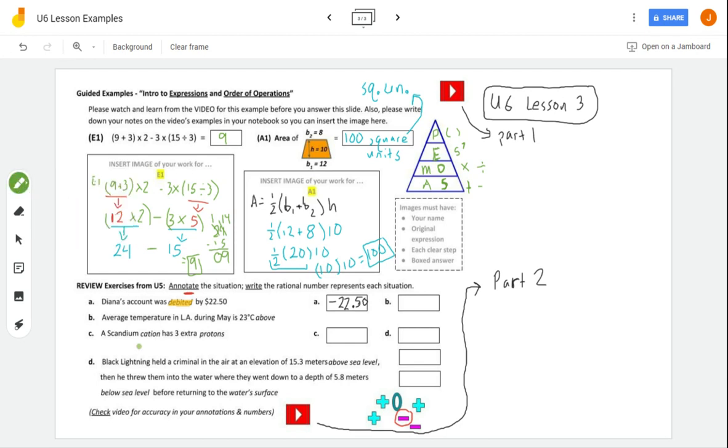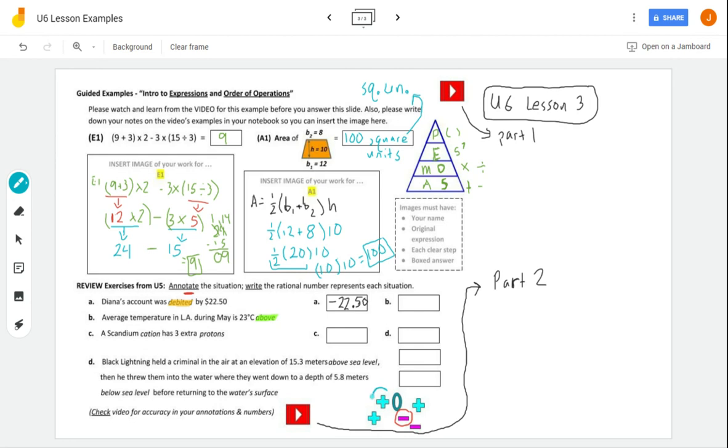All right, on to part B. Annotating by highlighting the key phrase. Average temperature. Okay, temperature could be important, but there's lots of different types of temperatures. In LA during May is 23 degrees Celsius. That's like 70-something degrees in Fahrenheit, so what you're more used to. Above. So by above, they mean, since it's Celsius, above zero or above the freezing point of water, which are both the same thing for Celsius.